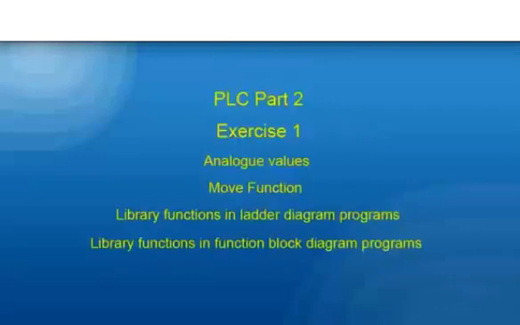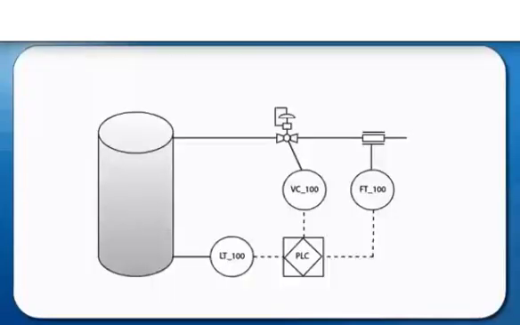The next series of videos will look at how the PLC deals with analog values. We are interested in analog values because the processes that we encounter need to be measured and controlled. The process value is converted to a signal that is connected to the PLC.